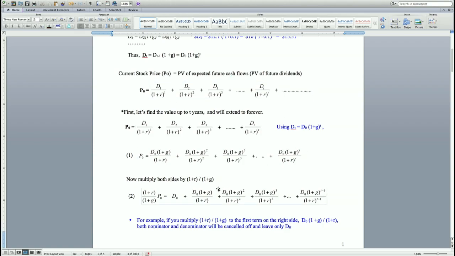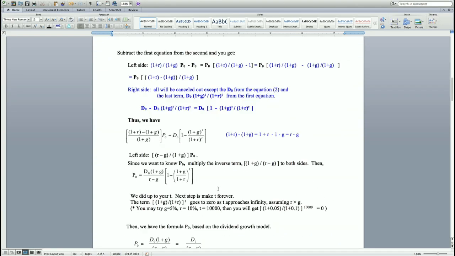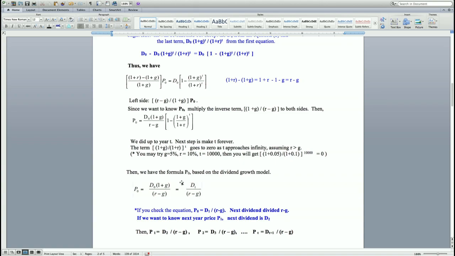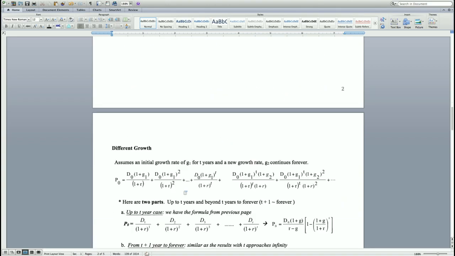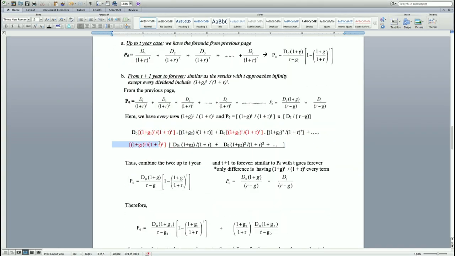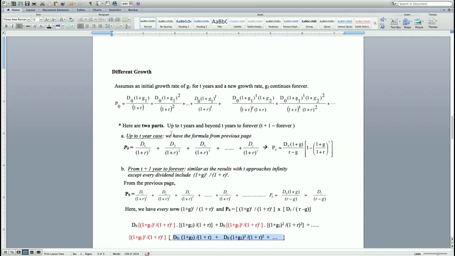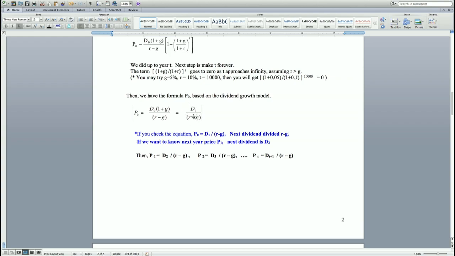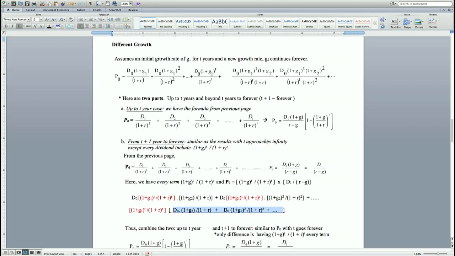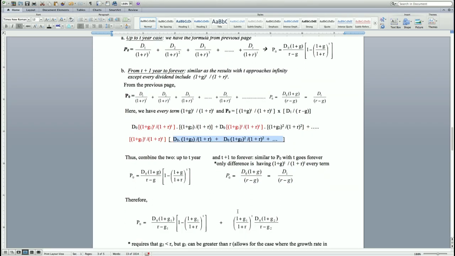So if this goes forever, finally we end up with this formula, right? D1 over R minus G. What is D0 times 1 plus G over R minus G? What this means is I have to pull out the power to T term. In the bracket, it is exactly the same as the above P0, the constant growth formula. That means after we include this, everyone has this above here, and then all this in the bracket will be simplified like this.